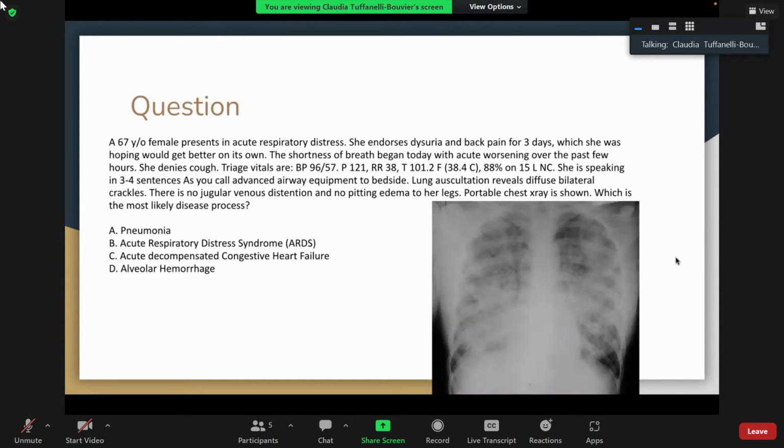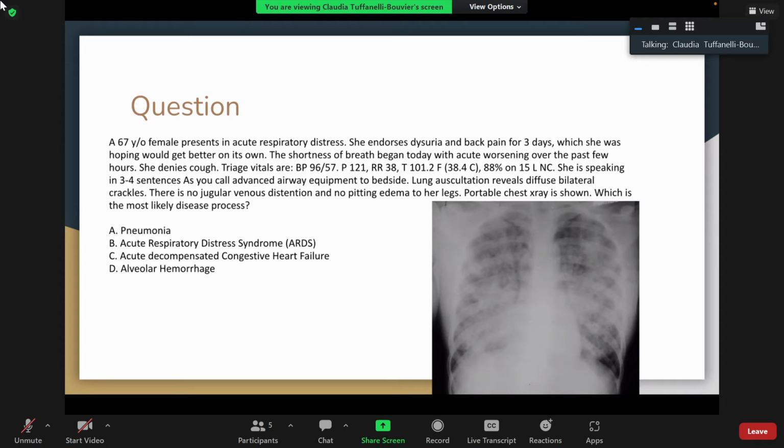Next question. A 67-year-old female presents in acute respiratory distress. She endorses dysuria and back pain for 3 days, which she was hoping would get better on its own. The shortness of breath began today with acute worsening over the past few hours.